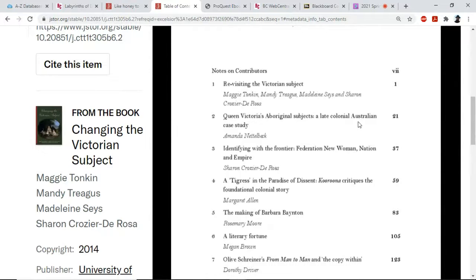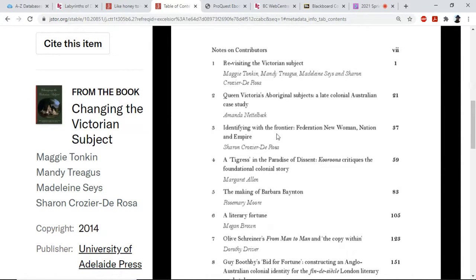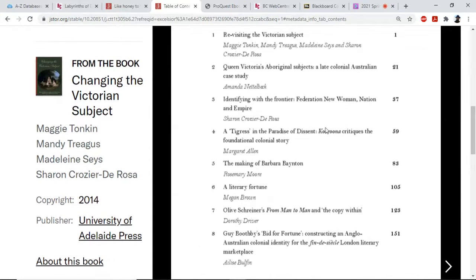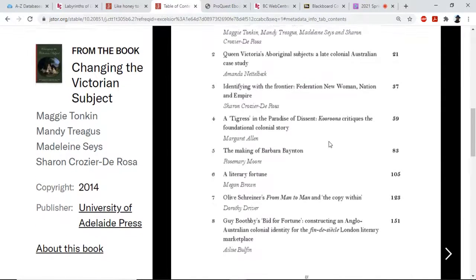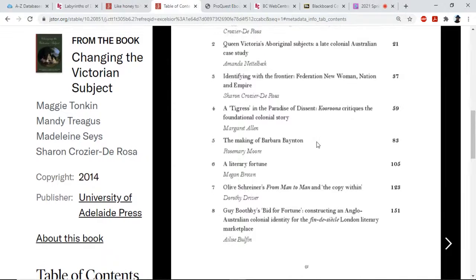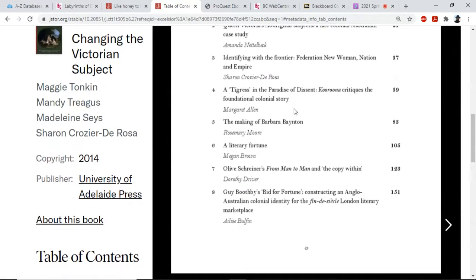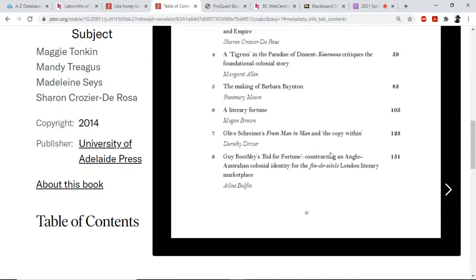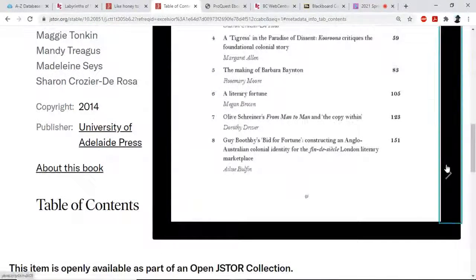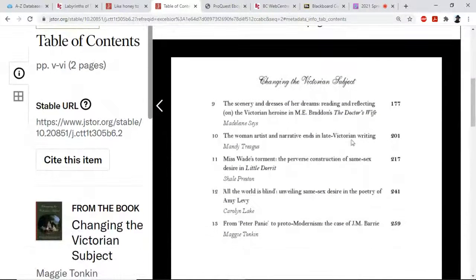So this looks like an introduction. Colonialism in Australia, that's probably not useful. Woman, Nation, and Empire. From this, just from these titles, that doesn't appear useful. A Tigress in the Desert, or a Tigress in the Paradise of Descent. That doesn't necessarily seem helpful. It seems like it's focused on another primary text. The Making of Barbara Bainton. So far, none of these seem particularly helpful.